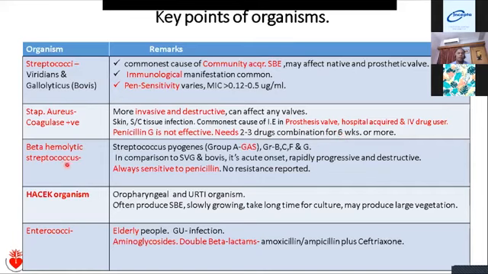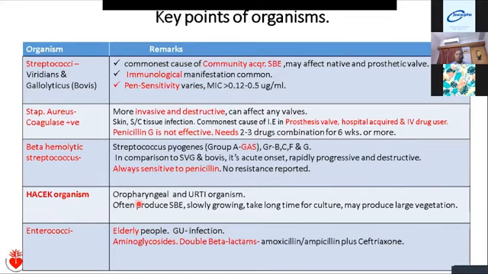Beta hemolytic Streptococcus, on the other hand, is always sensitive to penicillin. This is the causative organism for tonsillitis and for acute rheumatic fever. That is called group A Streptococcus. So penicillin resistance never happens with this group. This is also more virulent than the other groups of Streptococci.